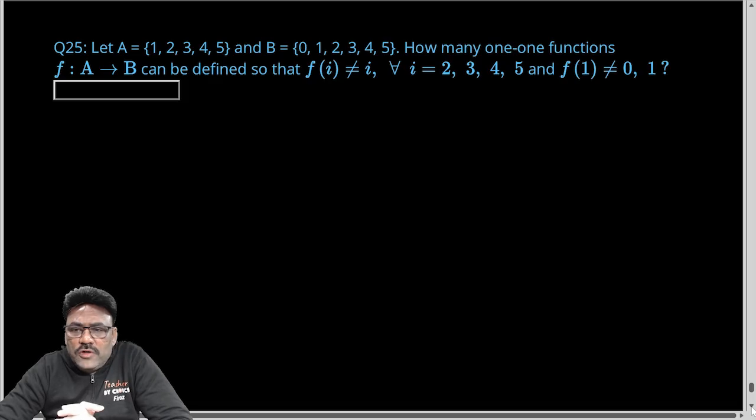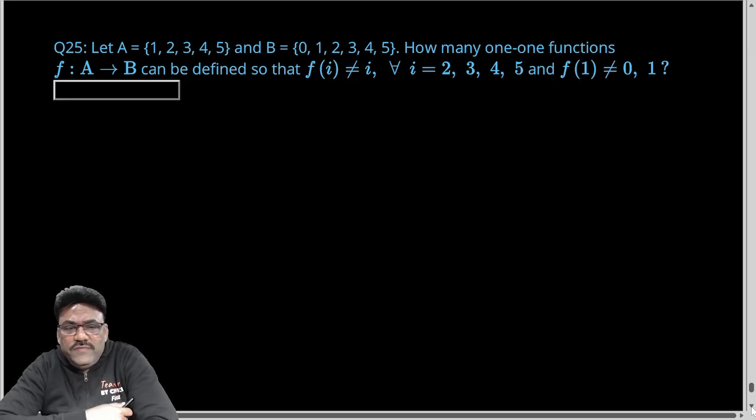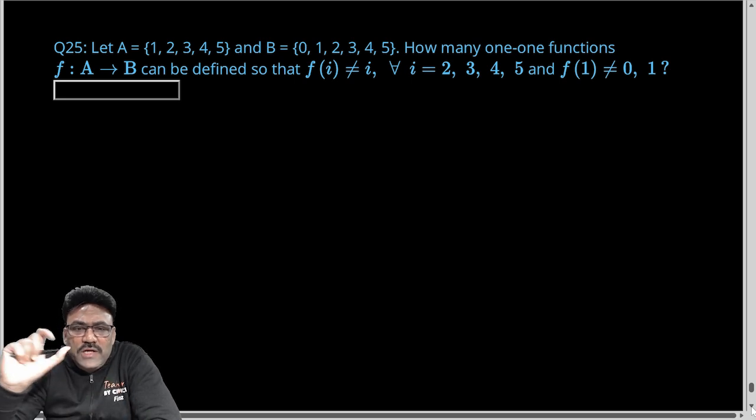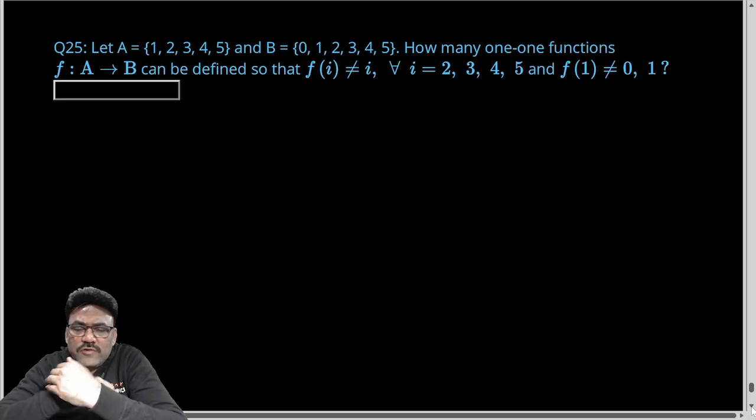And what about f(0)? f(0) should not be f(1). So what about f(1) actually? f(1) should not be 0 or 1. But you can see that there are only 5 elements in the set A and 6 elements in the set B. So there will be one element in the set B which is not mapped with any element of A by a one-one function. So only 5 elements of B will be in the range. One element will be left.